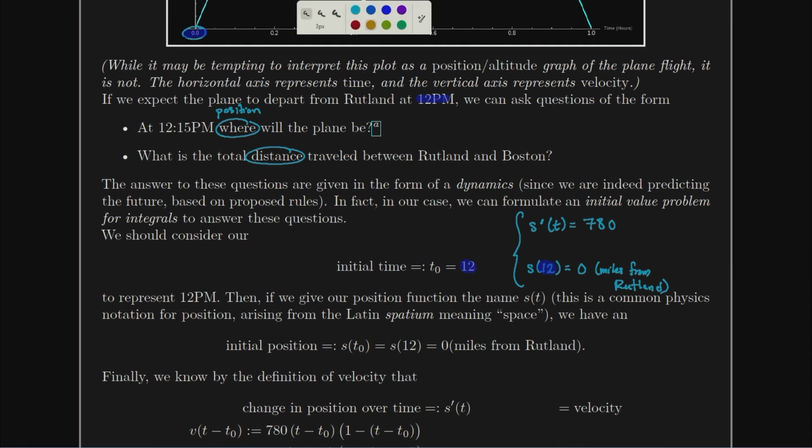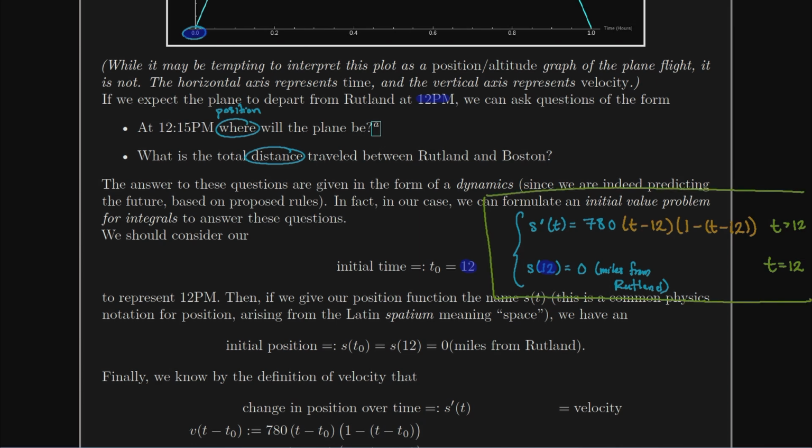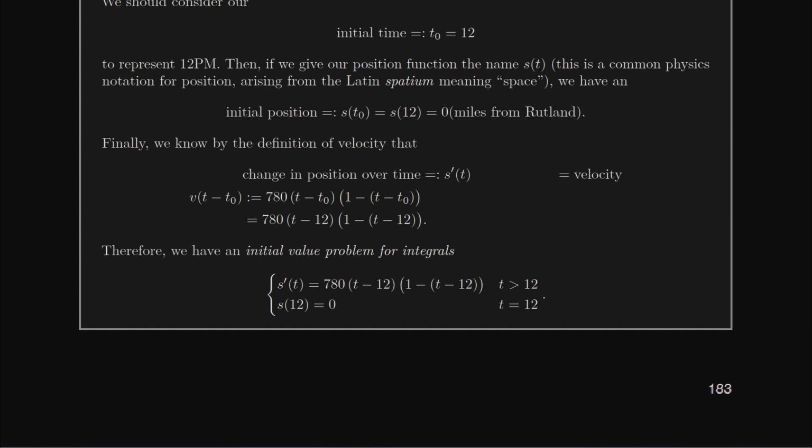Well, I'm going to take that t that was originally here and shift it by 12, as well as my 1 minus t. My t is going to be shifted by 12. And now this will be a perfectly valid velocity, specifically when t evolves after 12 p.m., and we know my initial position takes place at t equals 12 p.m. So this is going to be my initial value problem, or equivalently my dynamics, which will predict the future for me. And then I'm going to want to solve this initial value problem.